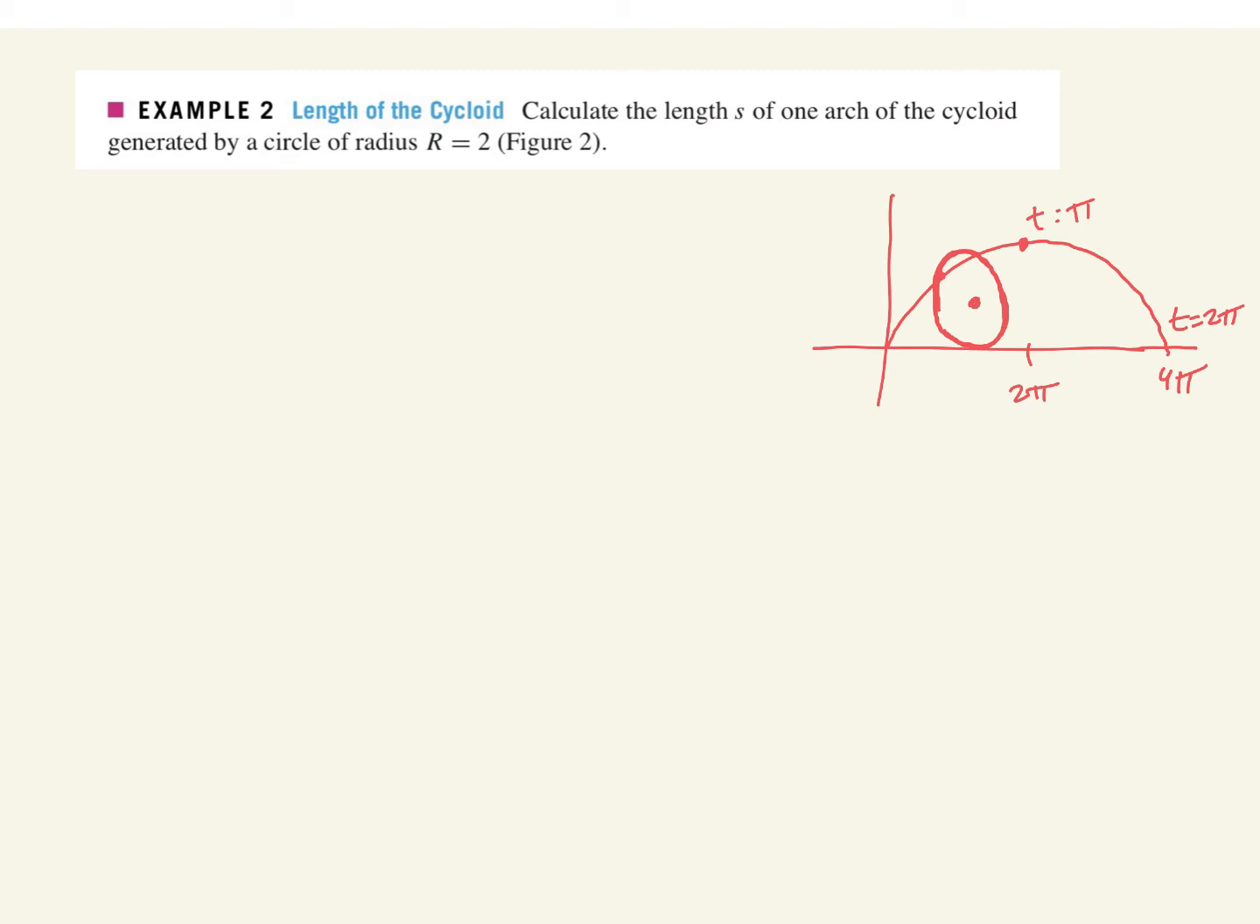So calculating the length, we need to get back to that arc length formula. So thinking about things that we're going to need, we need x of t, right? This example from the book chose to keep it as t. You could go to theta. It doesn't matter. So I'm going to do t this time. X of t is equal to 2 times t minus sine t.